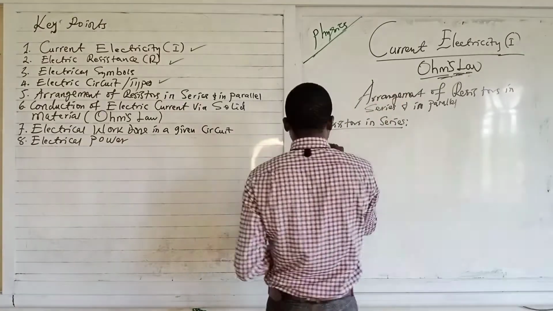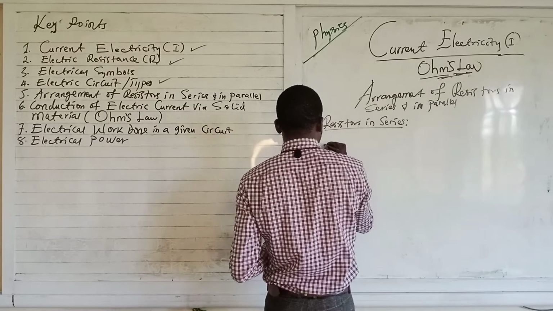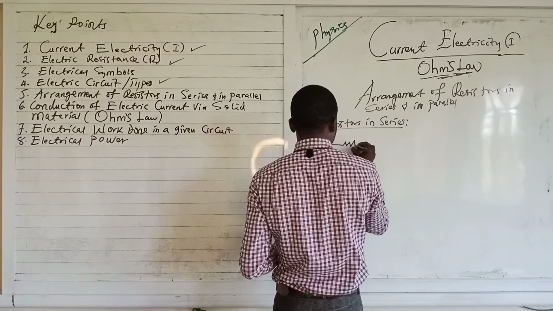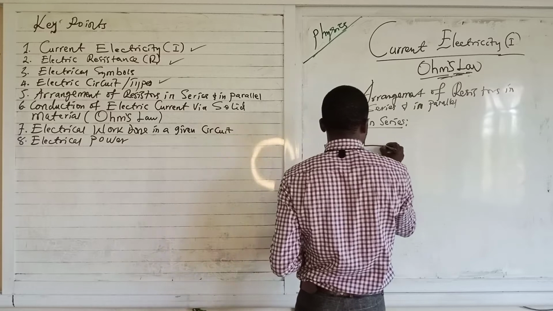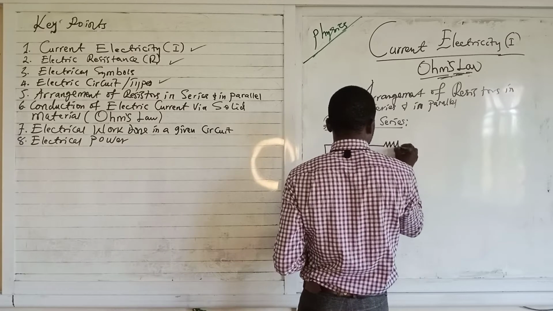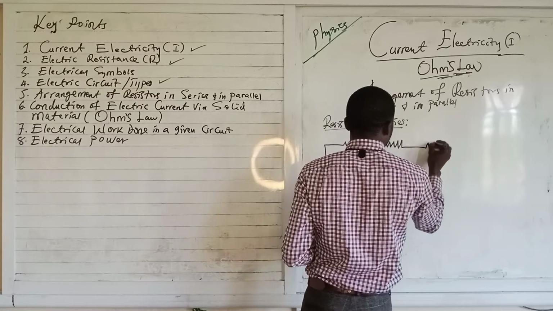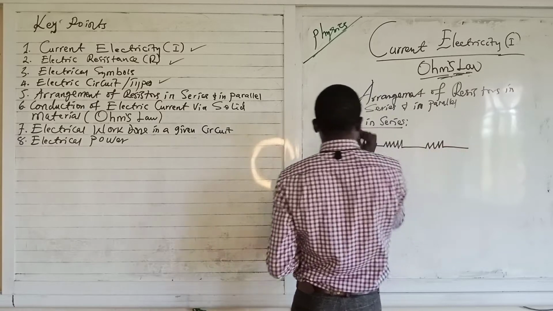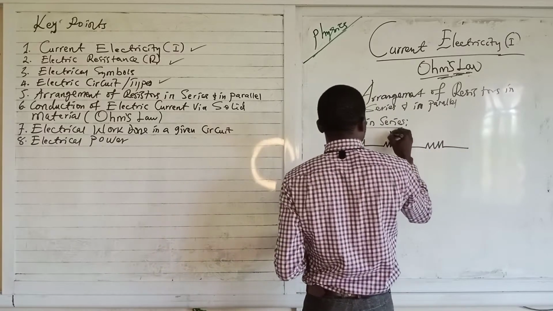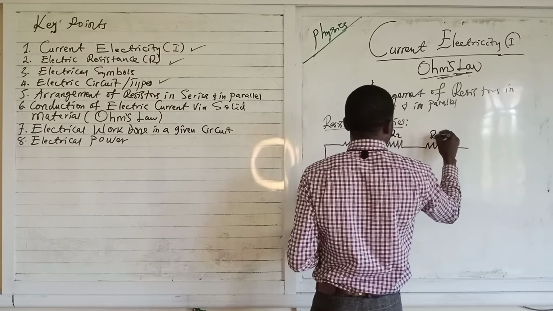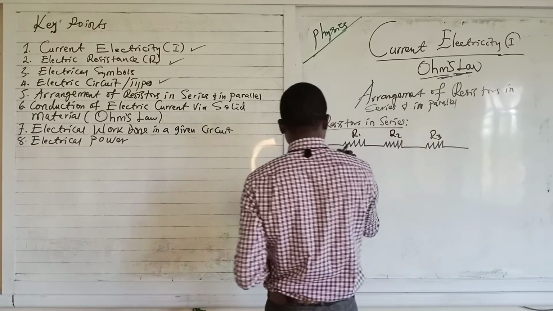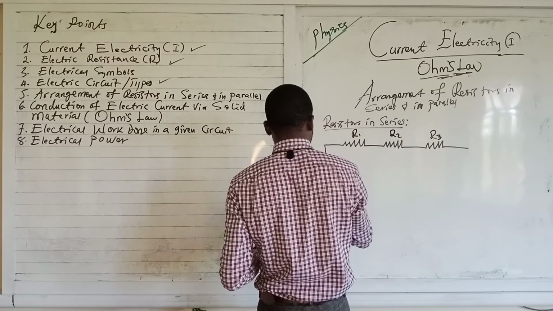When resistors are connected in series, as you can see on the board, they have the same current flowing through them. However, they have different potential differences across each of them. So this is my ammeter.